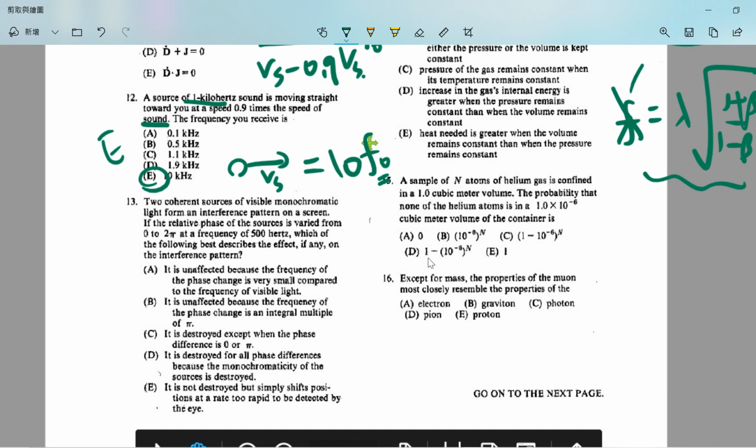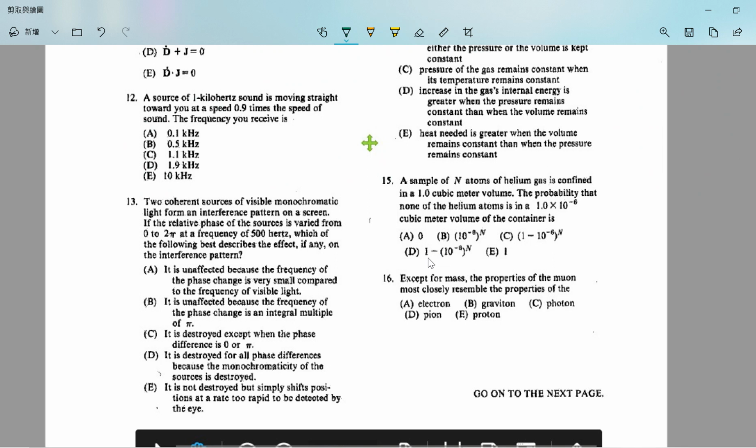Okay, 13 says the equation is very, very long. Two coherent sources of visible monochromatic light form an interference pattern on a screen. If the relative phase of the sources varies from 0 to 2 pi at a frequency, which will be the effect on the interference pattern? So what you change is the relative phase, varying from 0 to 2 pi. That means it changes rapidly.